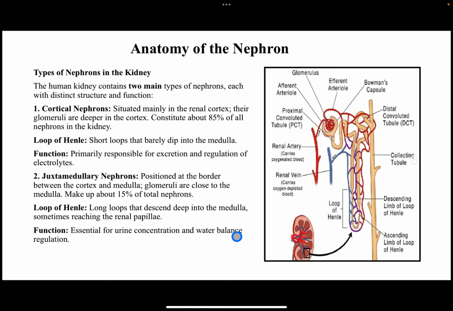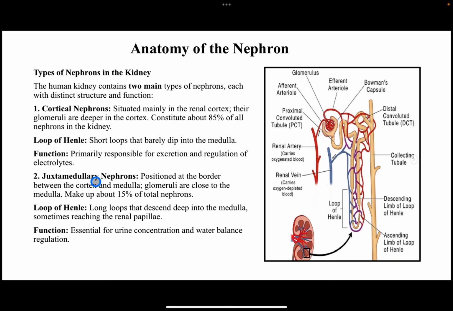Now we have two main types of nephrons: the cortical nephrons and the juxtamedullary nephrons. Cortical nephrons are nephrons that have a greater portion of their loops or tubules within the cortex of the kidney.